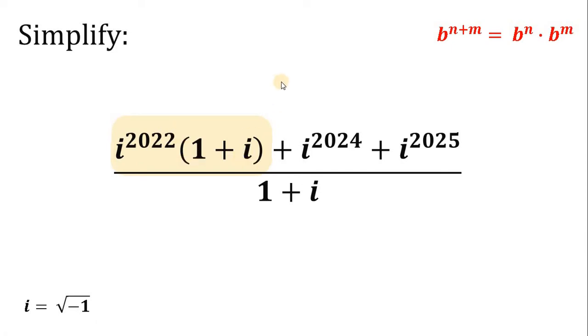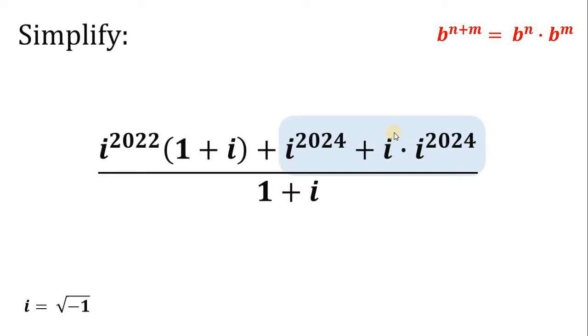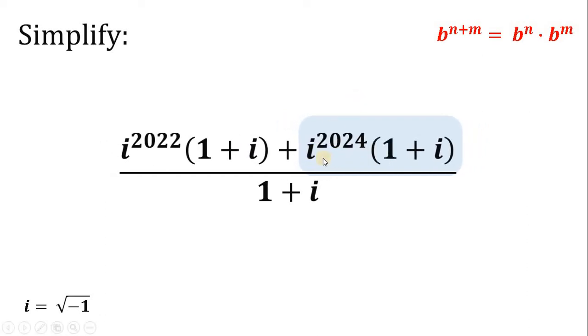Now, basically, we will do the same thing in these two terms, i raised to 2024 plus i raised to 2025. And take note that 2025 is just 1 plus 2024. Now, this expression can be written as i raised to 1, or just i, times i raised to 2024. Again, we have a common factor of i raised to 2024, so we can factor this expression. So we have i raised to 2024 times 1 plus i.